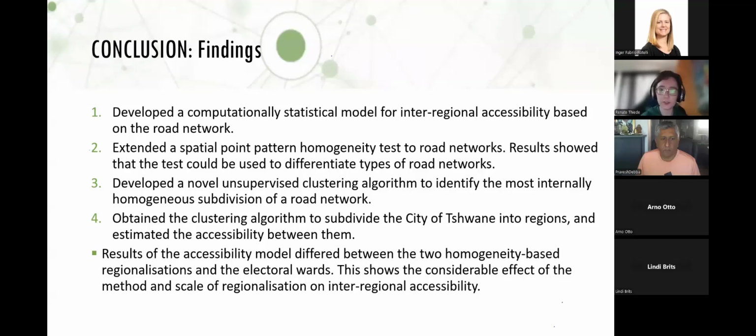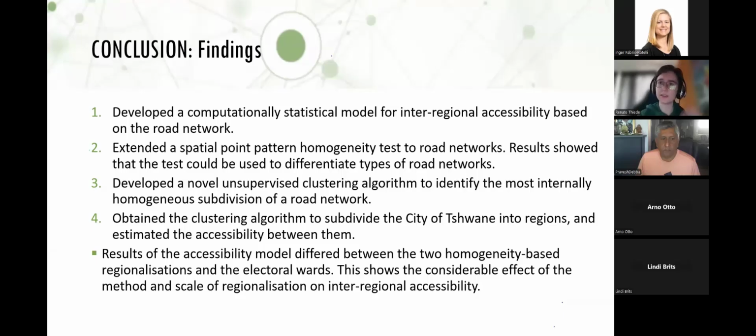And it essentially showed that how you choose the regionalization, whether or not you take road network structure into account, and exactly how fine or how coarsely you do that has a pretty big impact on accessibility at the end of the day.